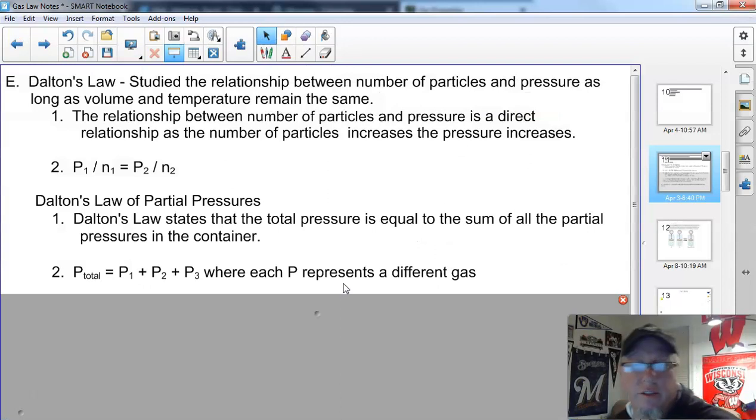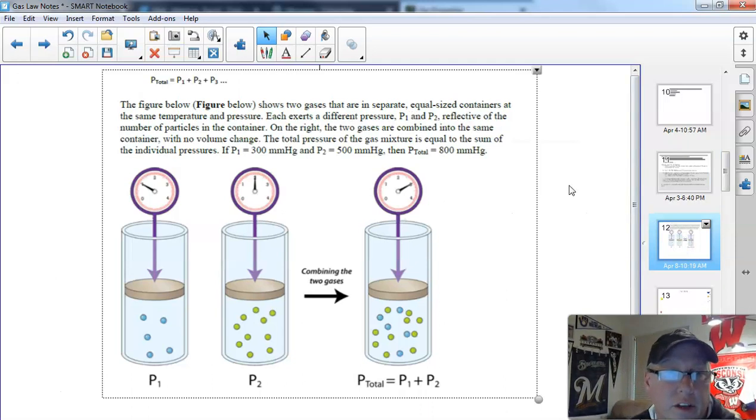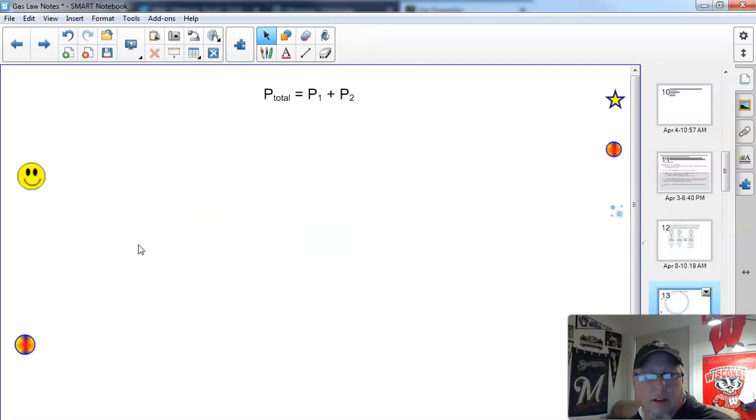So if I wanted to show that to you in a little bit of a different example, just something that I put together, here is Dalton's law of partial pressure. P total is equal to P1 plus P2 plus P3. It could be P4, P5, P6, however many gases you have. Here are two containers. If the pressure in the first container is 300 millimeters of mercury, and the pressure in the second container is 500 millimeters of mercury, when you put those two together, it has to be 800 millimeters of mercury. That's the only way that those work out to be like that.